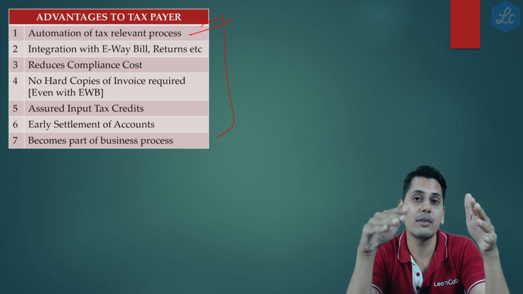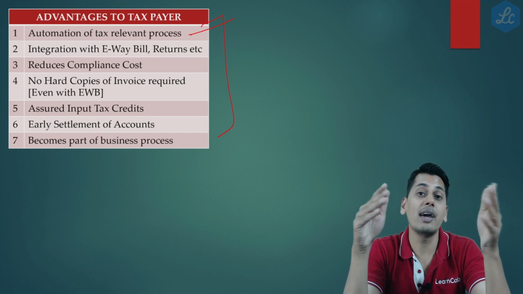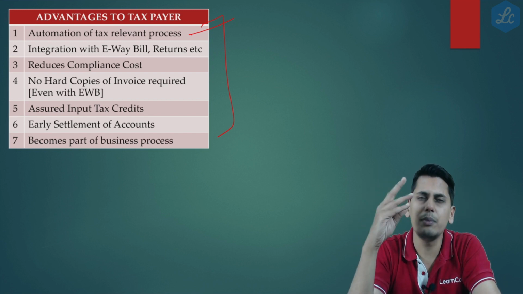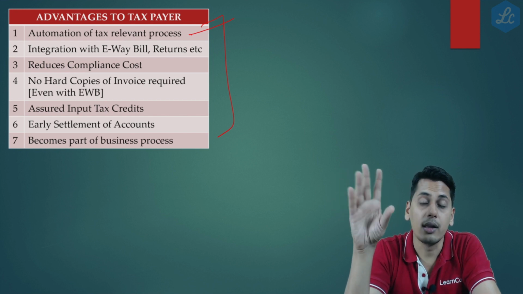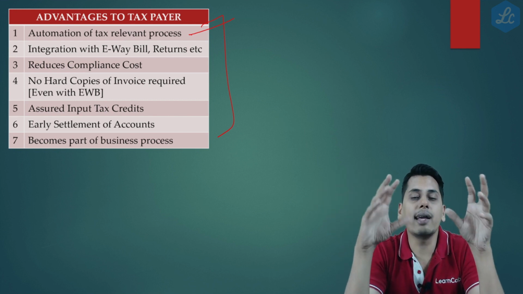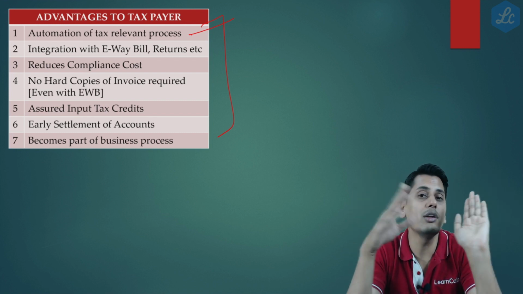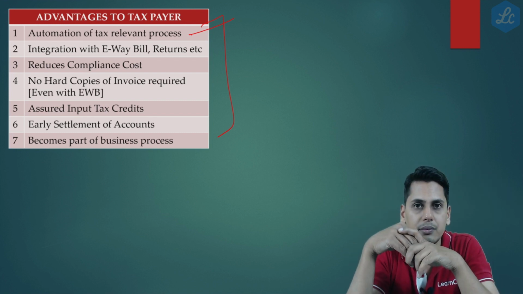If you could recollect, we had read rule number 48, wherein it said that if an invoice is prepared in terms of rule 48 sub rule 4, a triplicate copy of the invoice is not required in case of supply of goods. A duplicate copy of the invoice is not required in case of supply of services. It is sufficient if you are carrying a QR code.